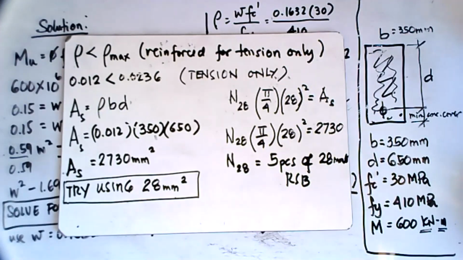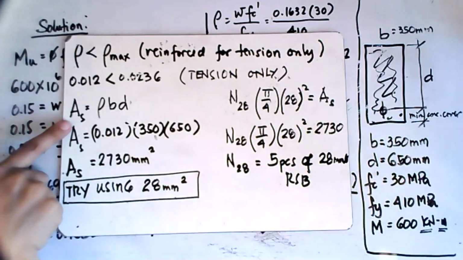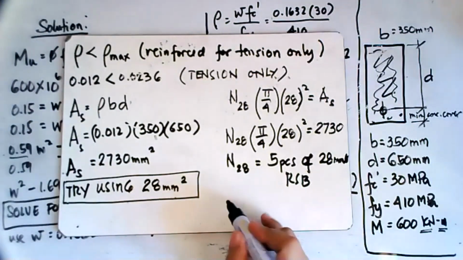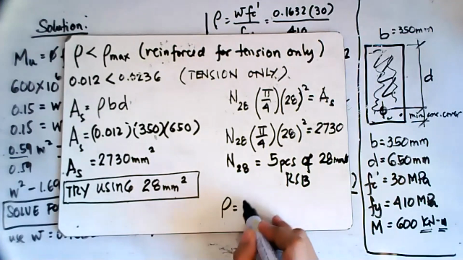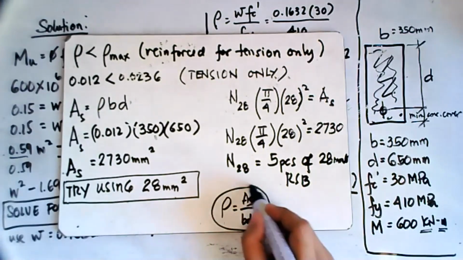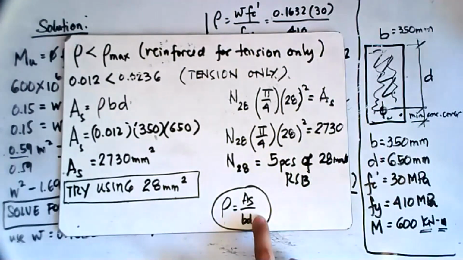Then we can proceed into the determination of how many bars do we have to provide in the section. So you have here the area of the steel bar simply equals to rho times b times d. That was taken also from the formula of rho wherein you have As over bd. So area of the steel bar and area of the concrete. So that's why it's called the steel concrete ratio. So area of the steel divided by area of the concrete.